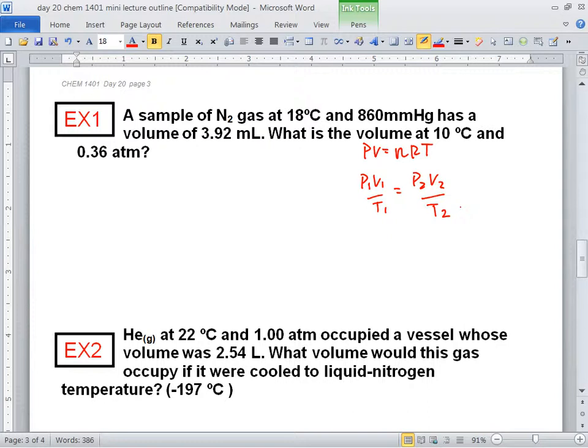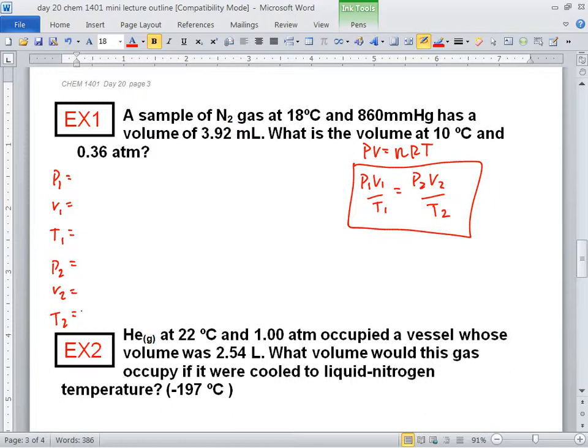What's the hint? Emily, what's the hint that tells you it's the bottom one? Yeah, there's multiples. There's multiple volumes, temperatures, all that stuff. So definitely, let's use this one. Okay, so we just got to plug it all in. P1, V1, T1, P2, V2, T2.